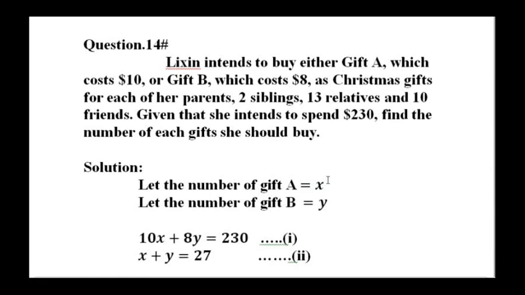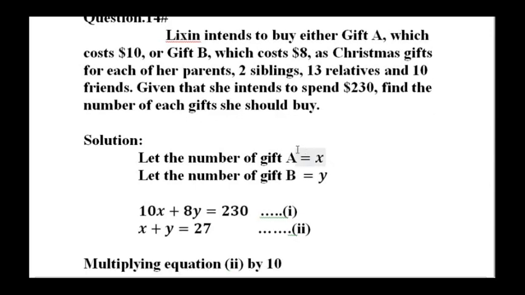Lixin intends to buy either gift A, which costs $10, or gift B, which costs $8, as Christmas gifts for each of her parents, 2 siblings, 13 relatives, and 10 friends. Given that she intends to spend $230, find the number of each gift she should buy.